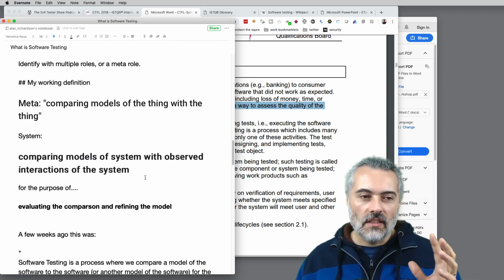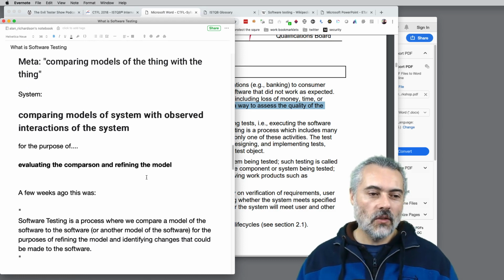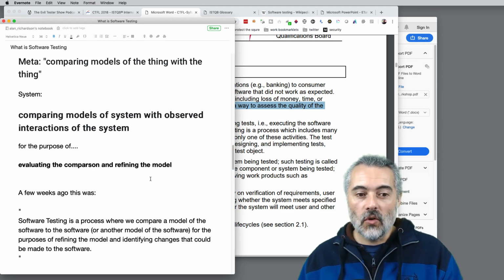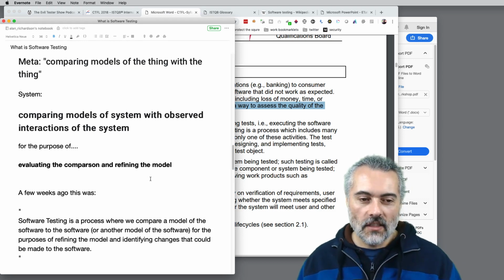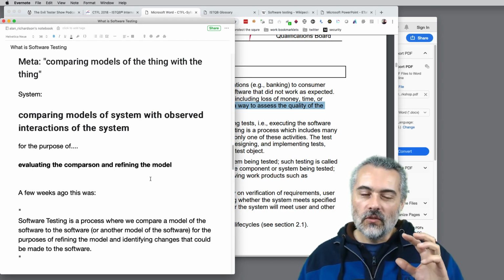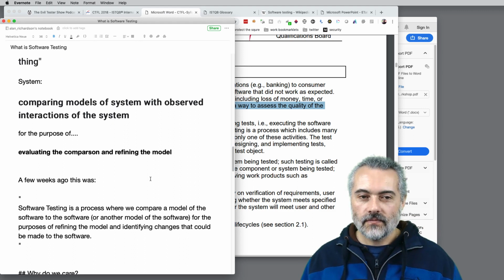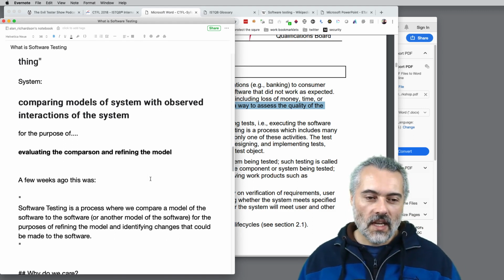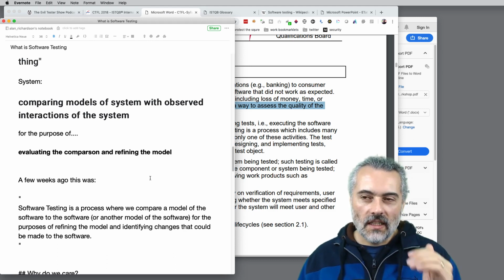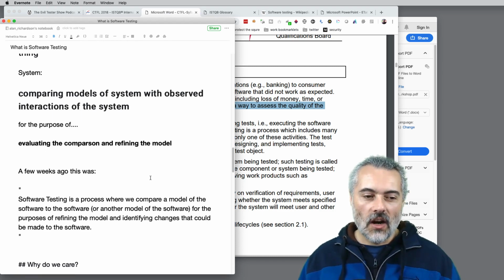Now, those definitions that I just described are not the same as I was working with a couple of weeks ago. A couple of weeks ago, I had software testing as a process where we compare a model of the software to the software or another model of the software for the purposes of refining the model and identifying changes that could be made to the software. That's subtly different, but I was possibly doing different work at that time. I was possibly thinking about this in a different way. So our model changes over time, but every time we codify it, we have something that we can use to guide us to think more deeply about the way that we interact with software and our environment.